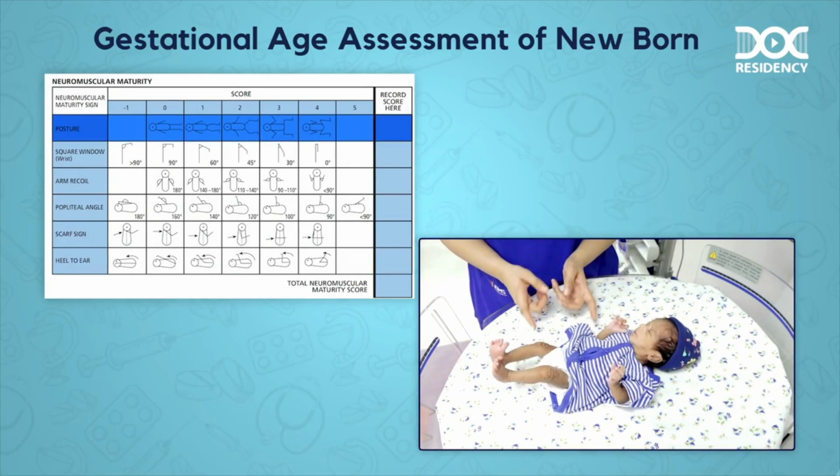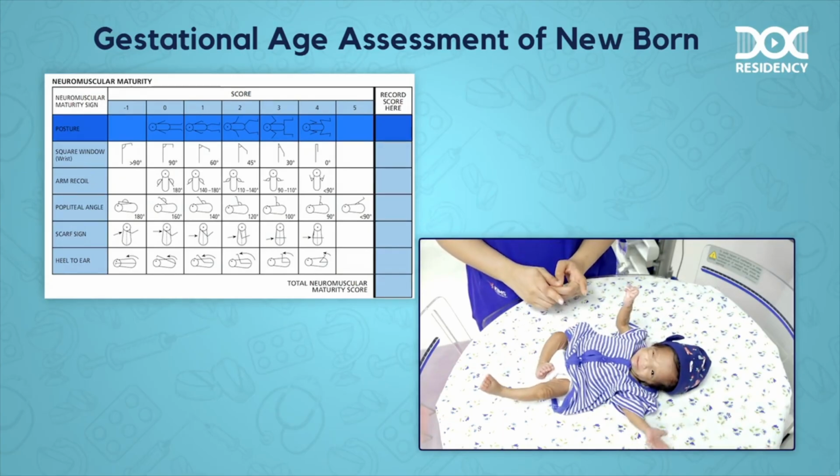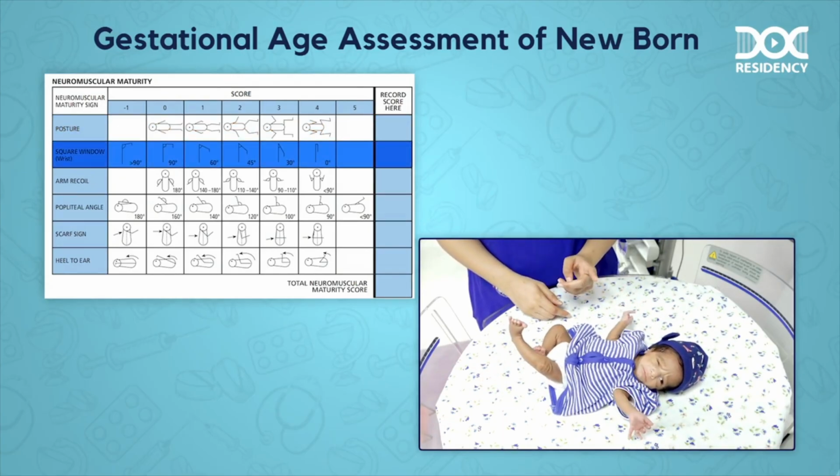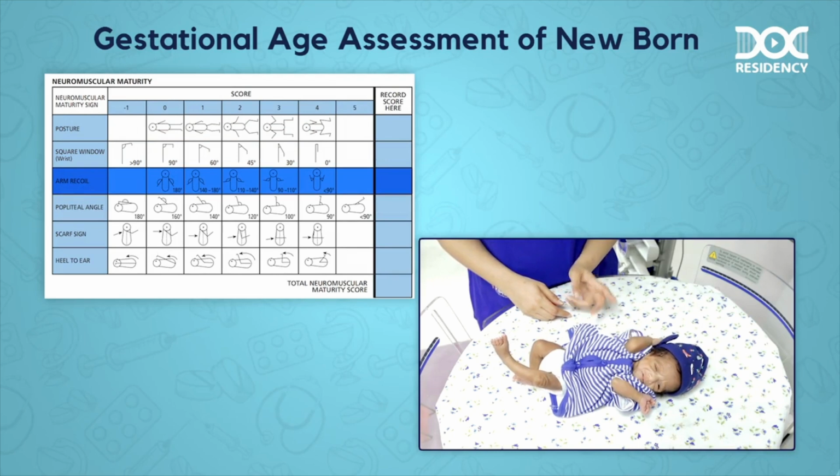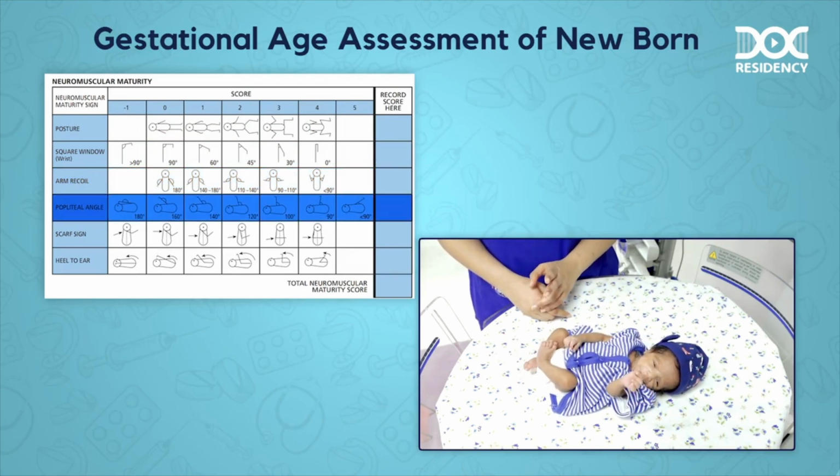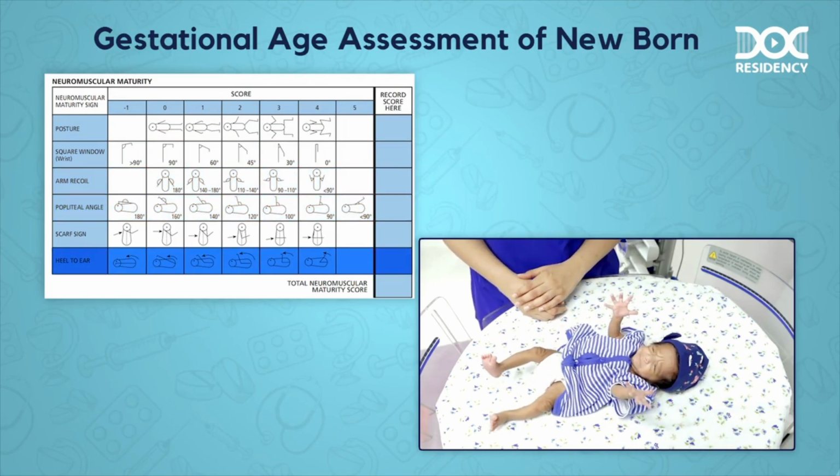The posture, which is a measure of passive tone. We have 3 measures in the upper limb, the scarf sign, square window and arm recoil, and 2 angles in the lower limb, popliteal angle and heel to ear sign. Let's see them one by one.